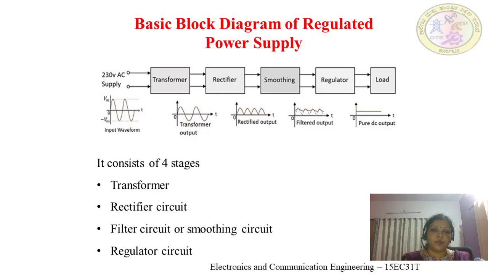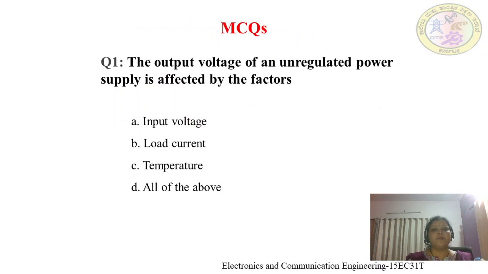Let us move on to some sample multiple choice questions on today's discussion. Let us know how much you have followed. The first question: the output voltage of an unregulated power supply is affected by which factors? We have seen there are various factors: only the input voltage, only the load current, only the temperature, or all of the above. The answer is D, all of the above.